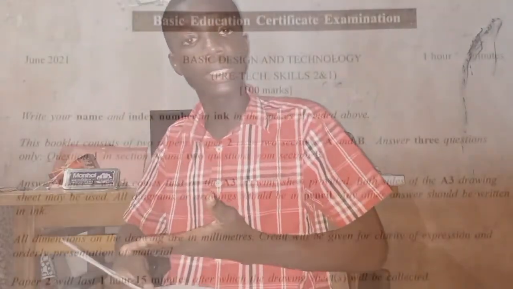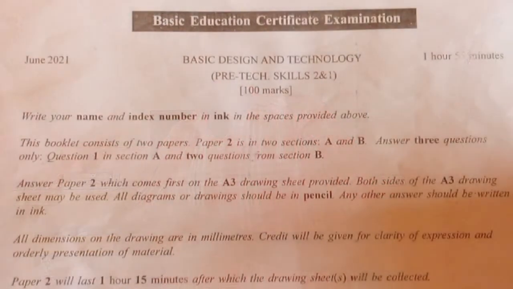You have a space for a name, and you have a space for your index number. You have the West Africa Examination Council Ghana Basic Education Certificate Examination. We have Basic Design and Technology, pre-tech skills for 1 and 2, 100 marks. Write your name and index number in ink in the space provided above.